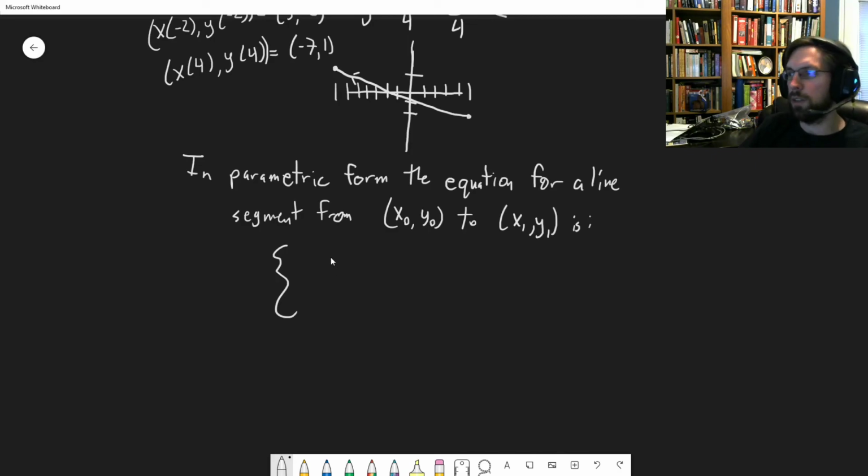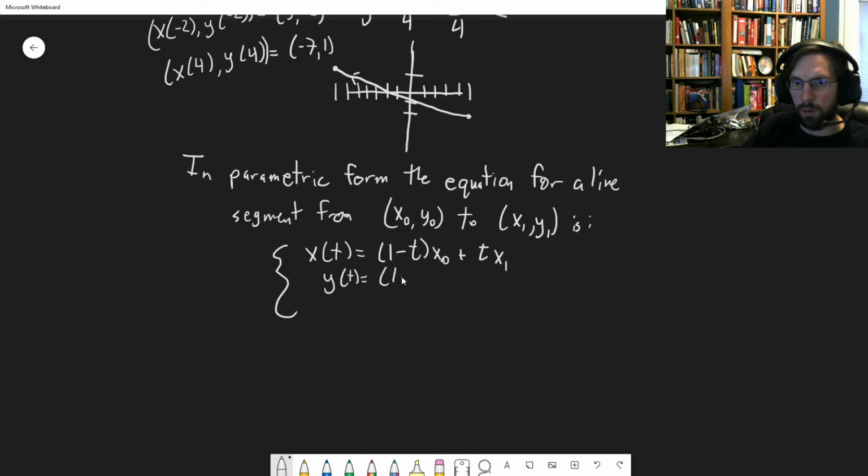again, there are many ways to do this. This is by far the easiest, at least this is the way I remember it. X of t is going to be 1 minus t times x0 plus t times x1. Y of t is going to be 1 minus t times y0 plus t times y1, and our parameter t is going to go between 0 and 1.